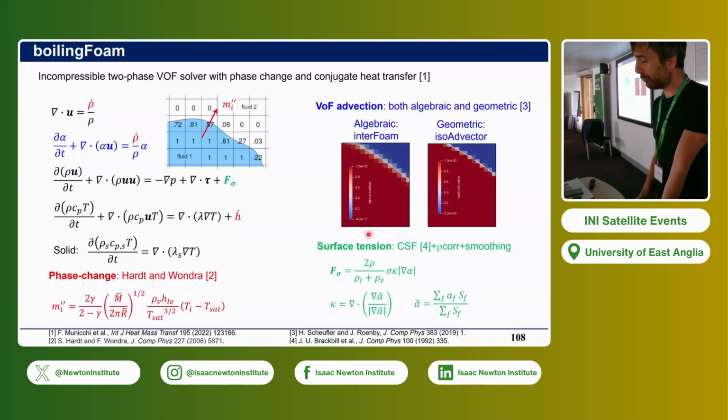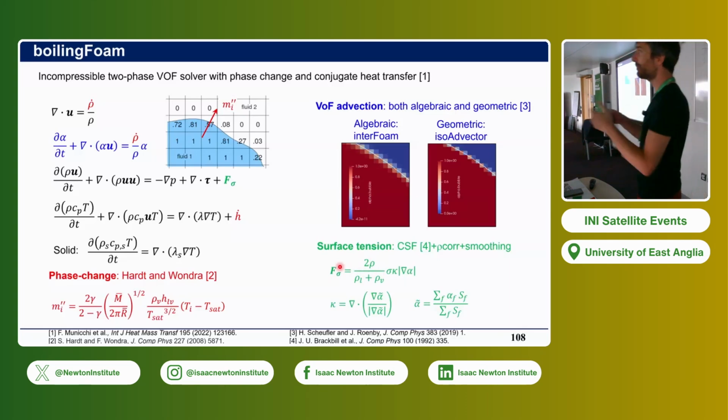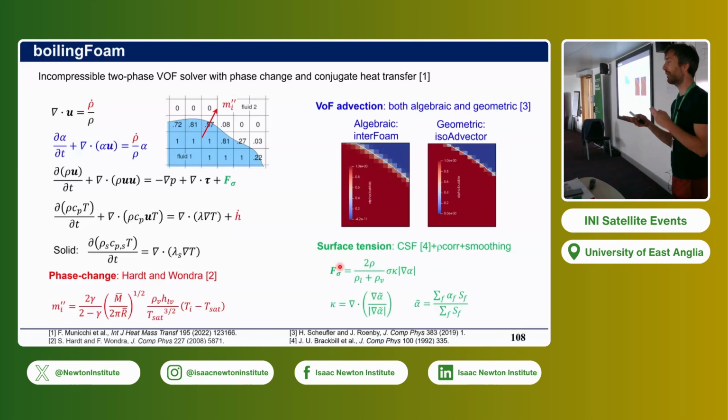For surface tension, to try to mitigate the problem with spurious velocities I was talking about, we have a smoothing method, so we smooth alpha before calculating curvature and normal vector. It's a bit better than the native version of OpenFOAM. We also have a redistribution of the surface tension force, which is biased towards the liquid side of the interface, which is heavier, and therefore, if there are errors, you see them to a lesser extent.